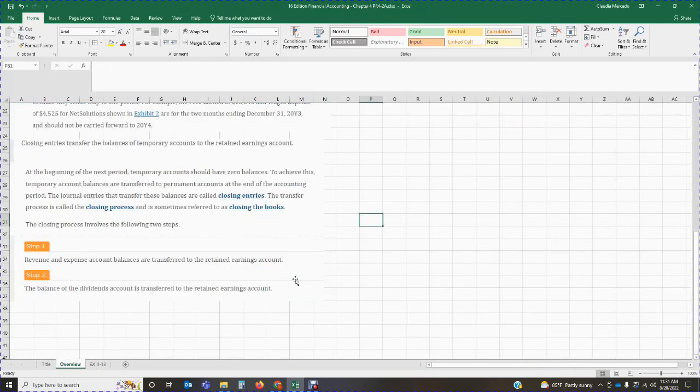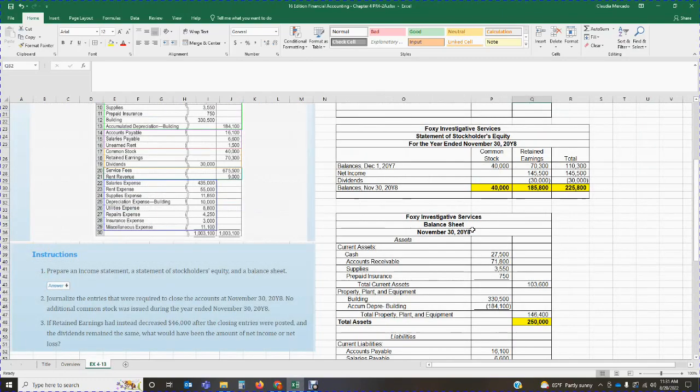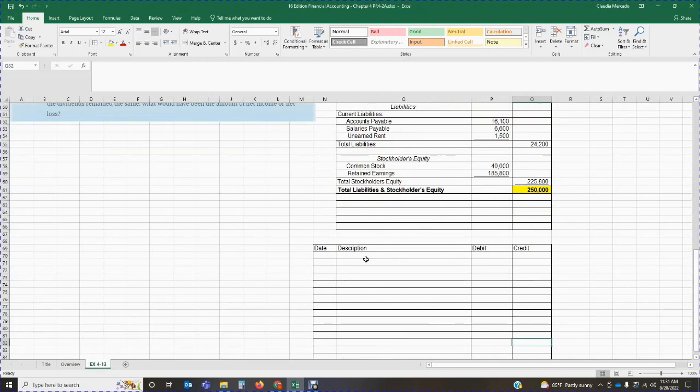And remember, we are closing these accounts. We're closing revenues, expenses, and dividends. So we close revenue and expenses to retained earnings. We close dividends to retained earnings. Okay? So let's get started. And these entries are closing entries. They are done as of the end of the period, which is November the 30th.